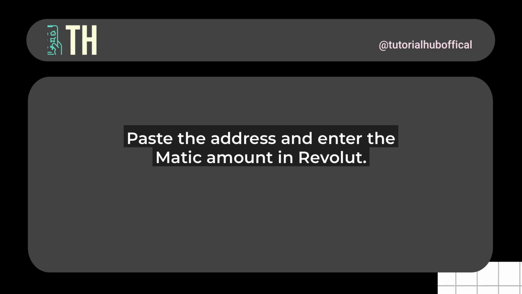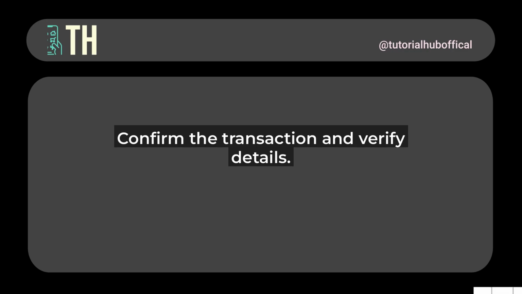Once that's done, switch over to your Trust Wallet app. Give it a minute or two. The blockchain might take a bit to process. You should see your Matic tokens appear in your wallet shortly.